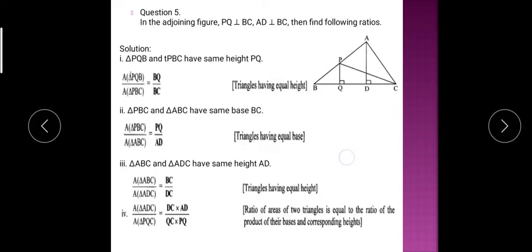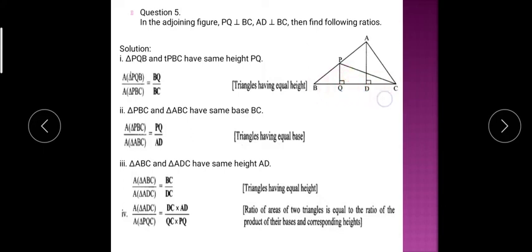Similarly, this triangle. In the figure, PQ is perpendicular to BC and AD is also perpendicular to BC. Then we have to find out the areas of triangles PQB and PBC. PQB, this small one, and PBC. If you observe these two triangles, PQ is the common height. If the height is equal, then the ratio is equal to BQ upon BC, that is their corresponding bases.